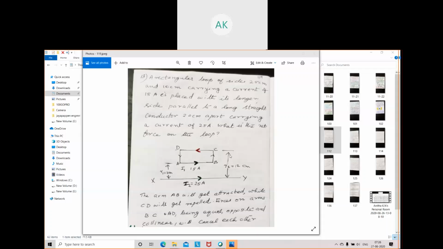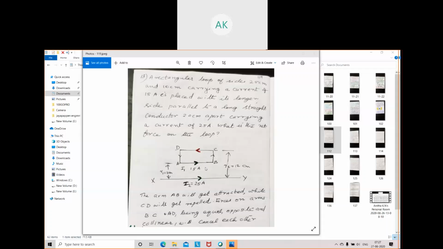Net force. The AB conductor experiences more attractive force because that is closer to it. So the attractive force is more than the repulsive force. So the net force will be what? Attractive. The net force will be attractive.